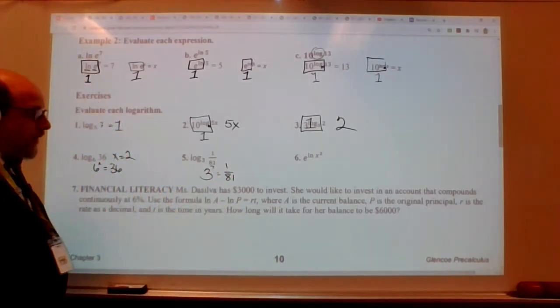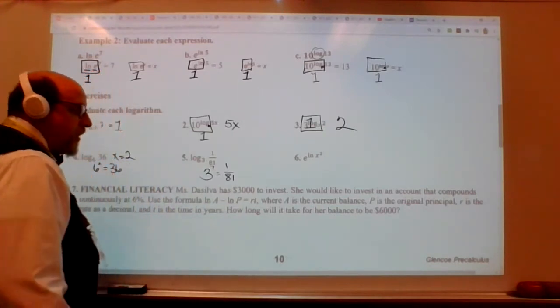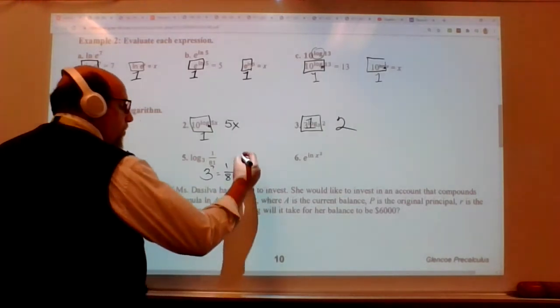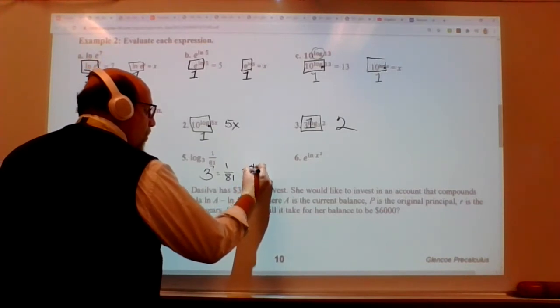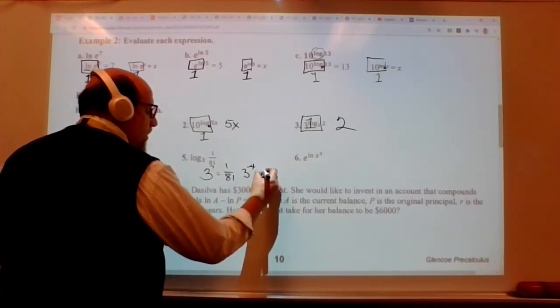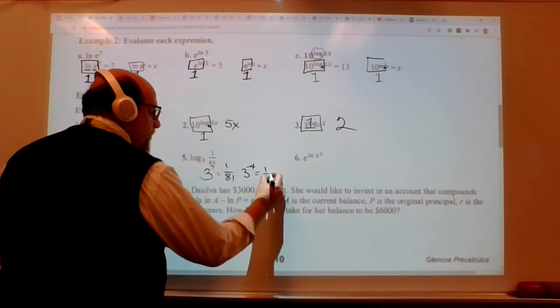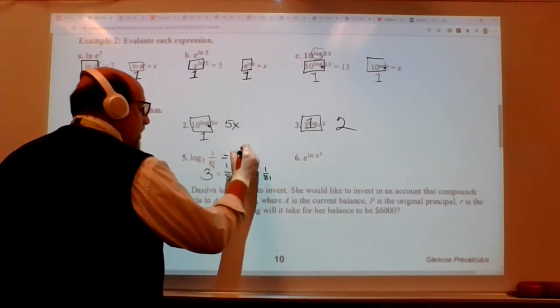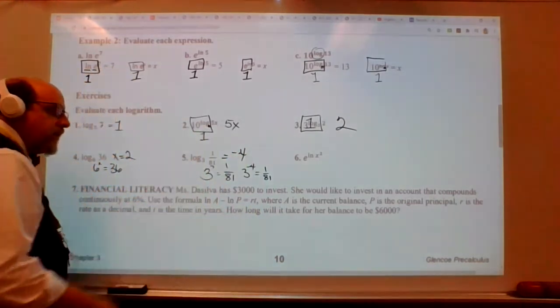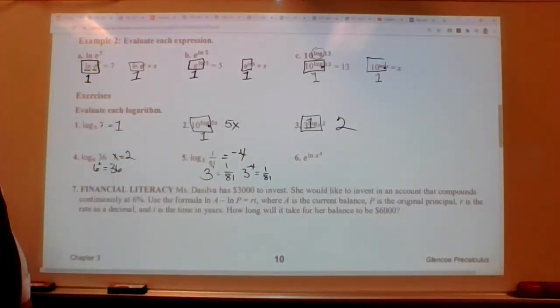Right? We know 3 to the 4th is 81. So we say 3 to the negative 4 is 1 over 81. So this evaluated is negative 4. If you put it in a calculator, you can get it. I'll show you how to do that.